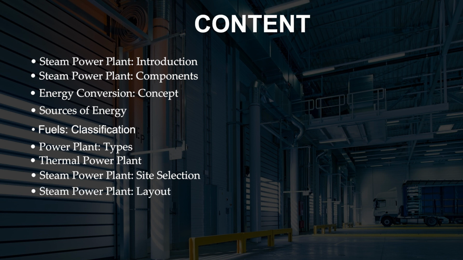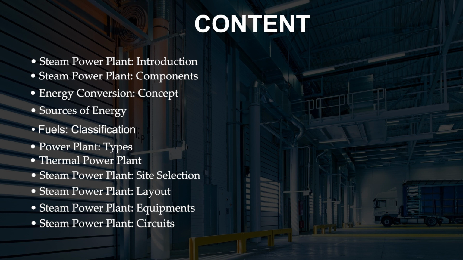Steam power plant layout, on what basis the layout is selected, we will discuss here. Then we will go for steam power plant equipments, various types of equipments and components are there, it will be discussed in detail here. Then we will go for circuits, various types of circuits useful for steam power plant will be discussed here. Then at the last portion we will enter into the steam power plant advantages and disadvantages. These advantages and disadvantages will be discussed here in a broader way.